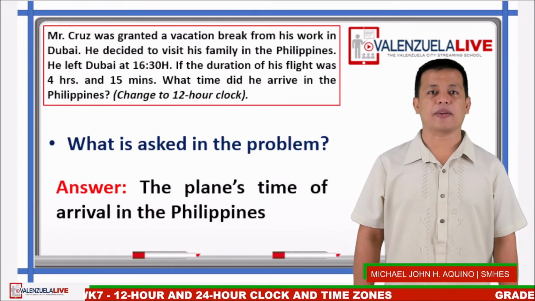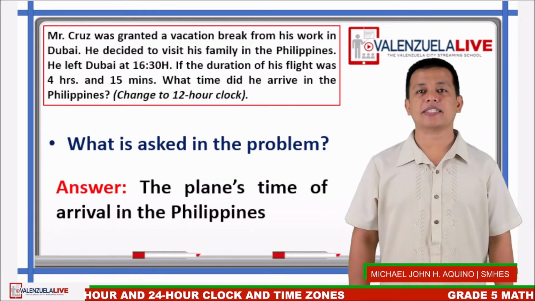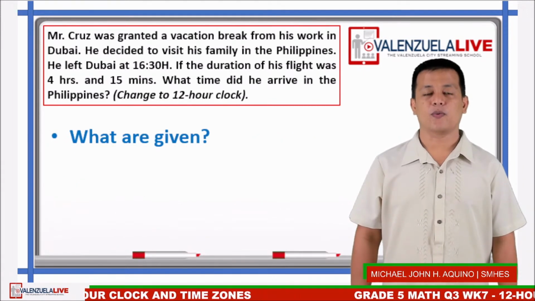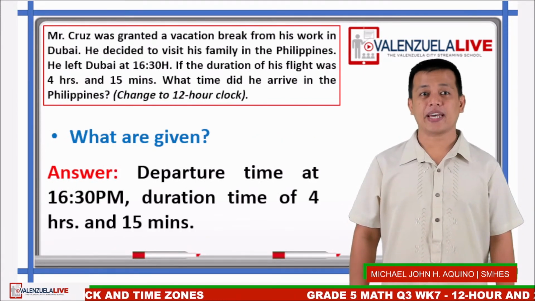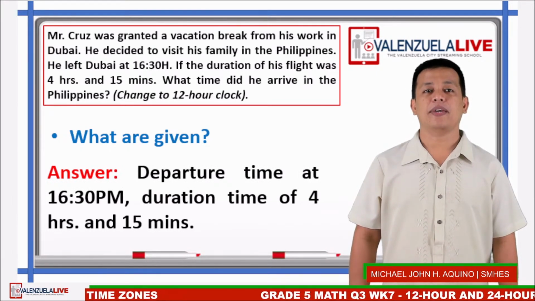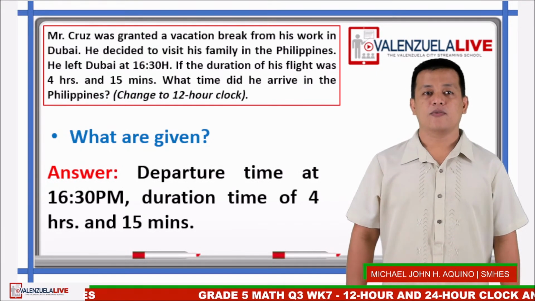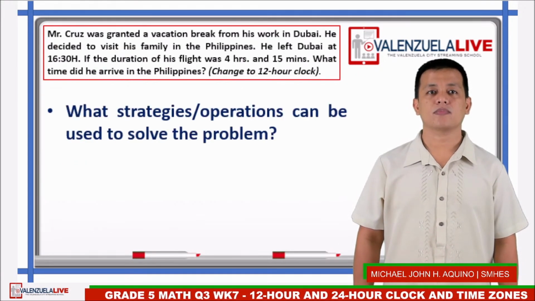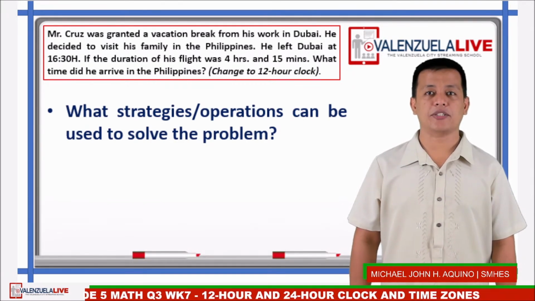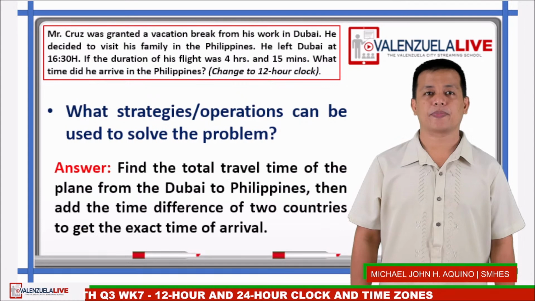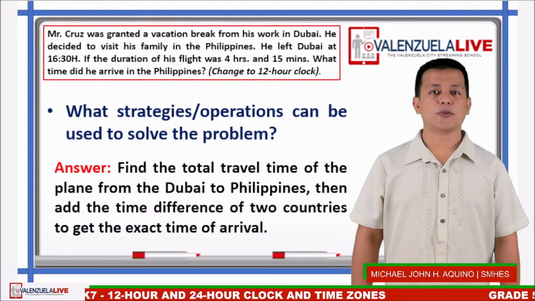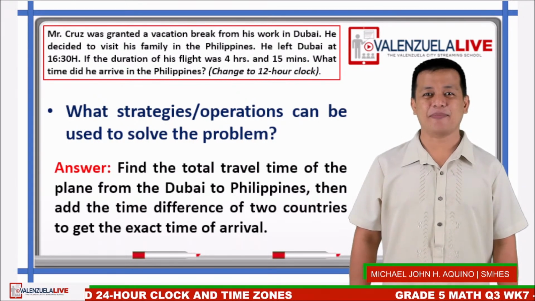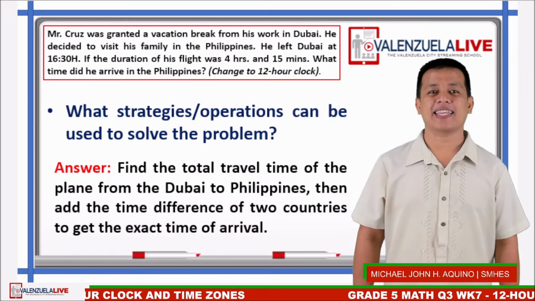What is asked in the problem? The plane's time of arrival in the Philippines. What are given? Departure time at 16:30, and duration of time of 4 hours and 15 minutes. What strategies or operations can be used to solve the problem? Find the total travel time of the plane from Dubai to the Philippines. Then add the time difference of two countries to get the exact time of arrival.